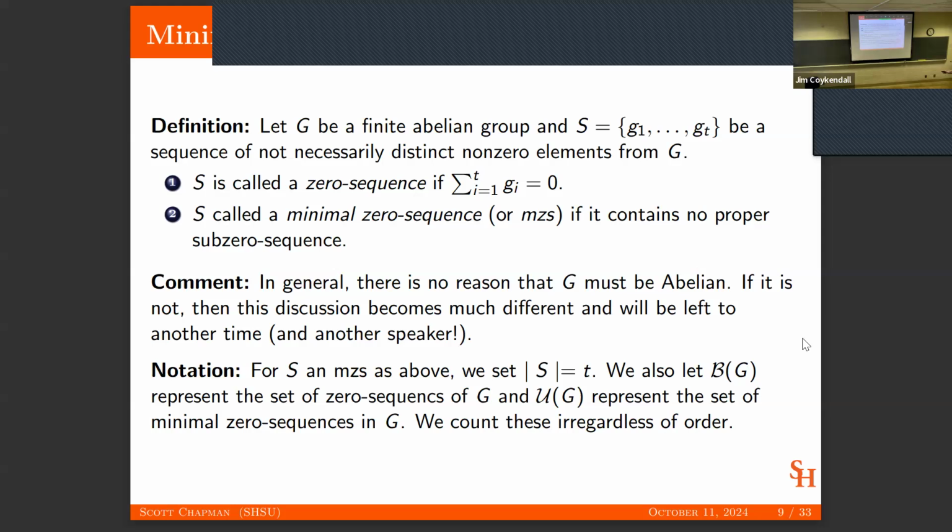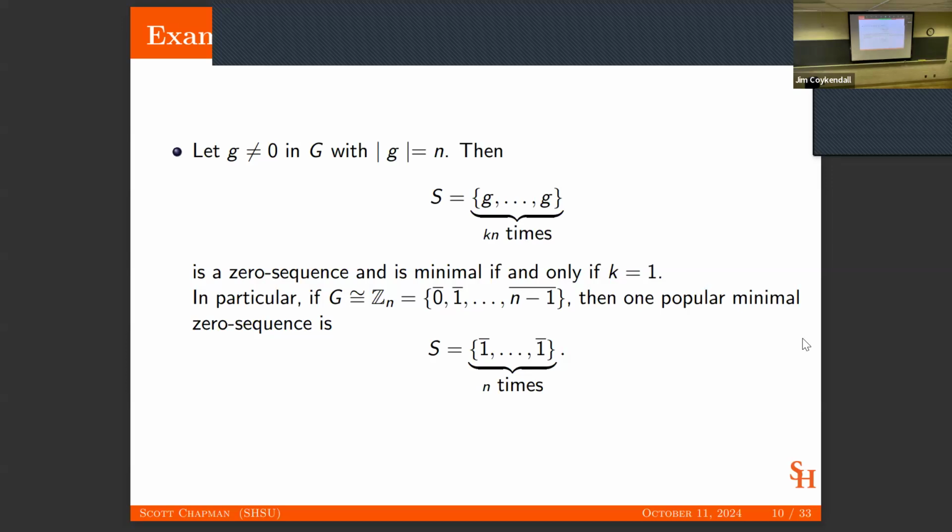This monoid is a great example of when unique factorization fails. And I could talk a lot more about that, but I'm going to stick to the combinatorial part of this today, the Davenport constant. And did I skip a slide? No, and the cross number.